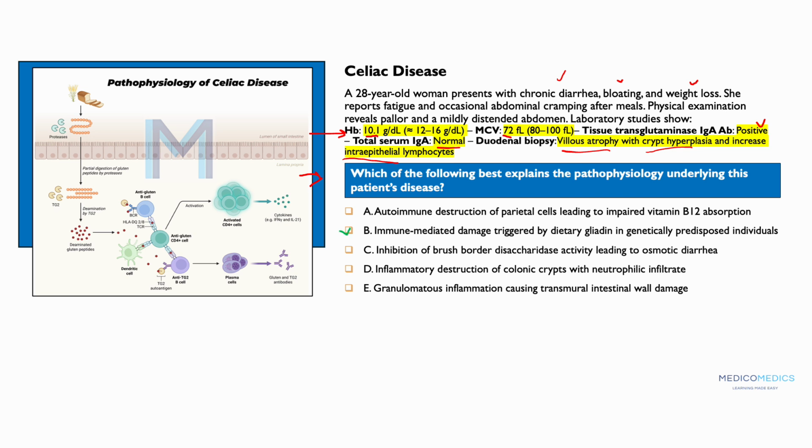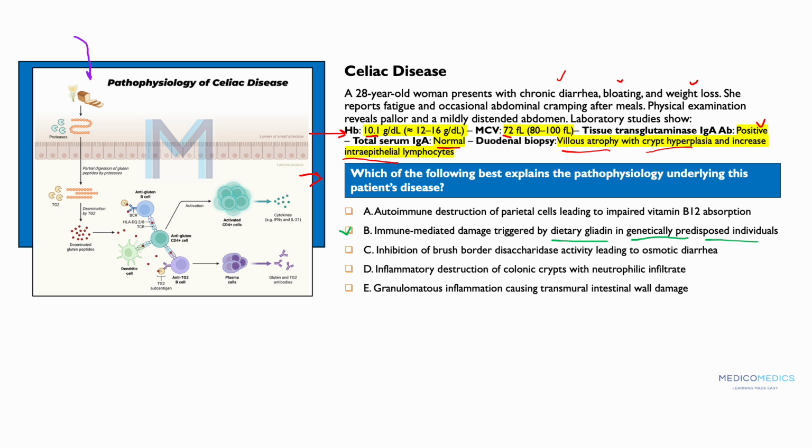If you've selected B, then you are correct. It's immune-mediated damage triggered by dietary gliadin in genetically predisposed individuals. Now, celiac disease is a T-cell mediated autoimmune disorder of the small intestine triggered by exposure to gliadin, which is a component of gluten. In genetically susceptible individuals, especially those with HLA-DQ2 or HLA-DQ8, gliadin is deamidated by tissue transglutaminase in the lamina propria.